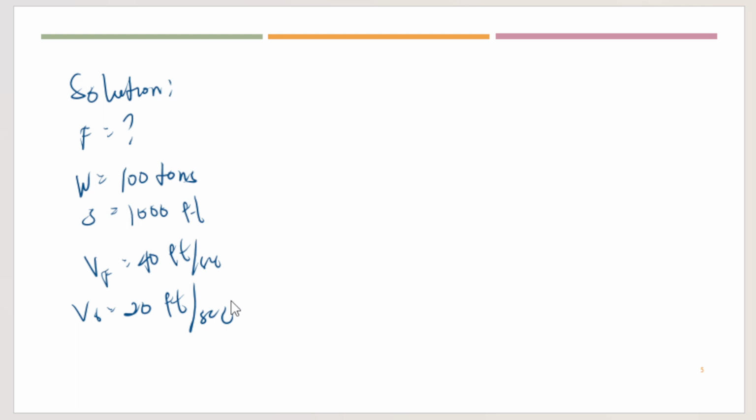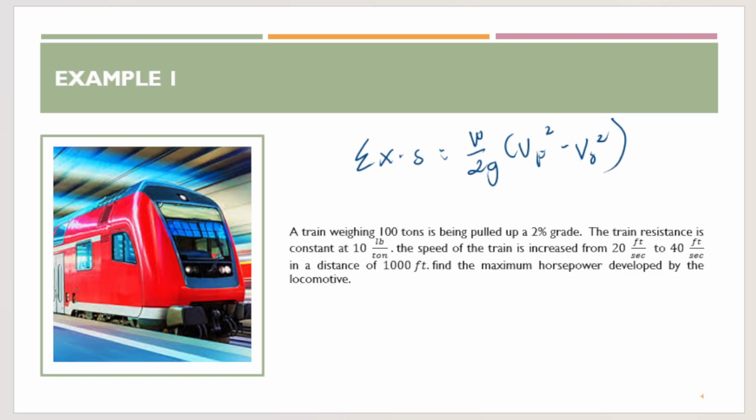What other givens are in the problem? Let's go back to the problem. It says a train weighing 100 tons is being pulled by a 2% grade.